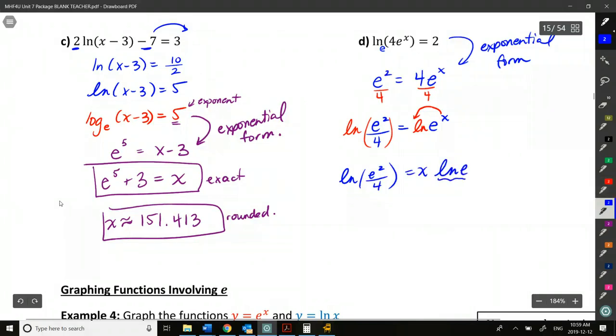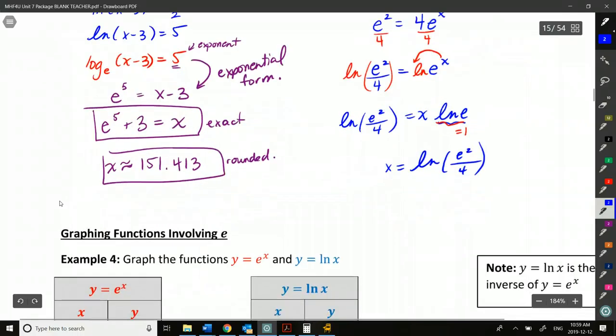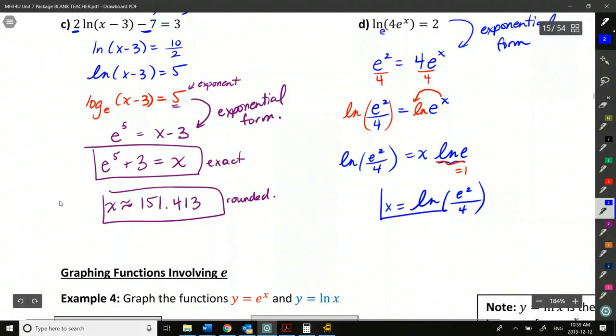And we know that ln of e equals 1. So really this is just x equals the ln of e squared over 4. Okay, I could write this as my exact answer here. What would this be if I asked you to round to 3 decimal places?